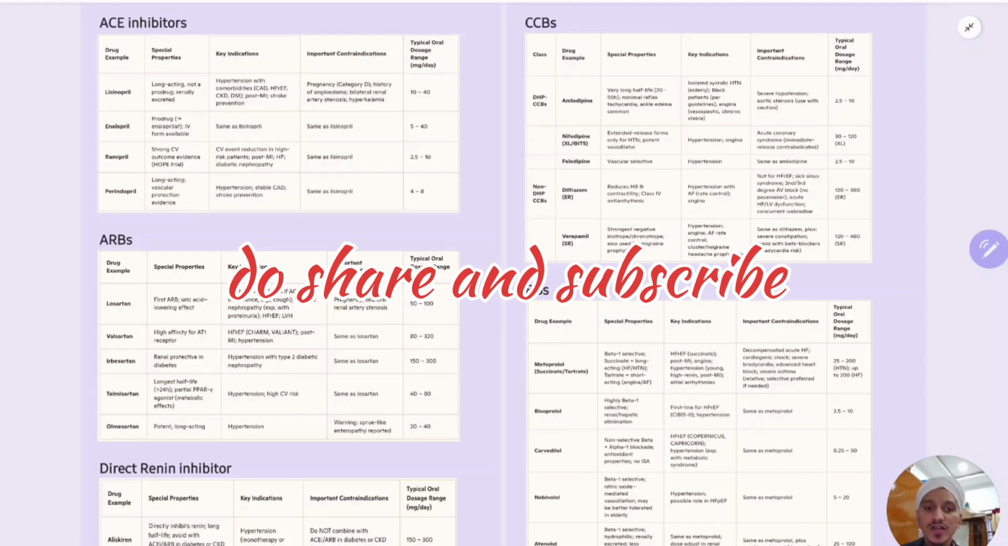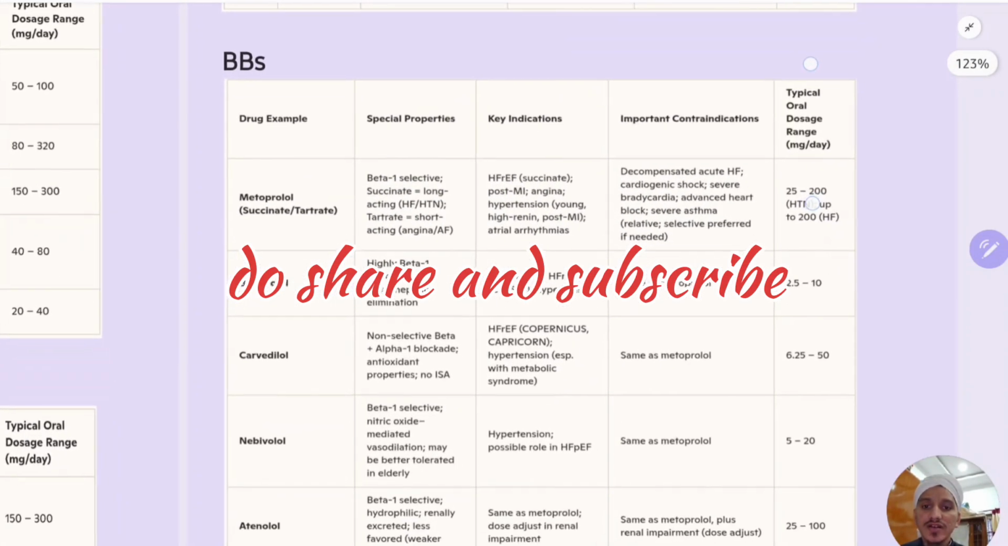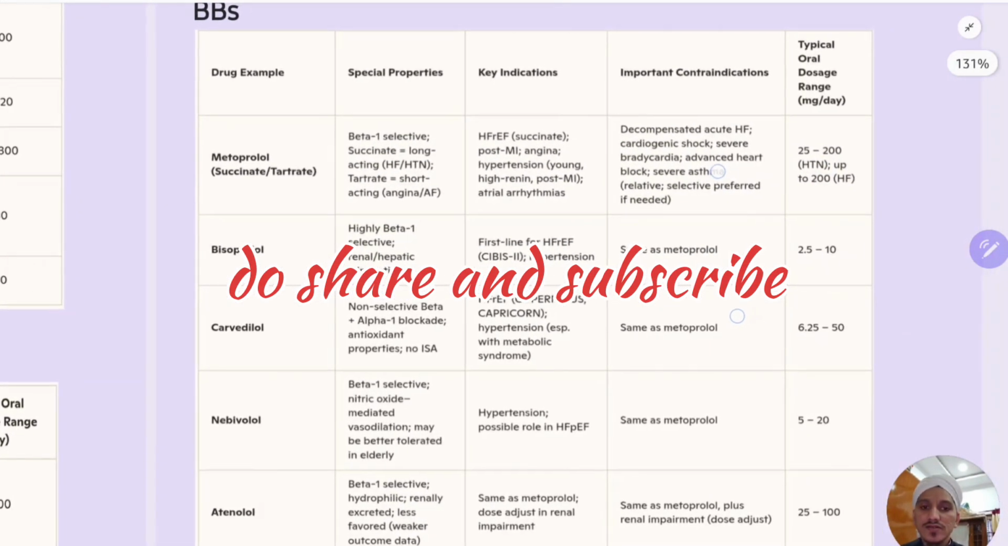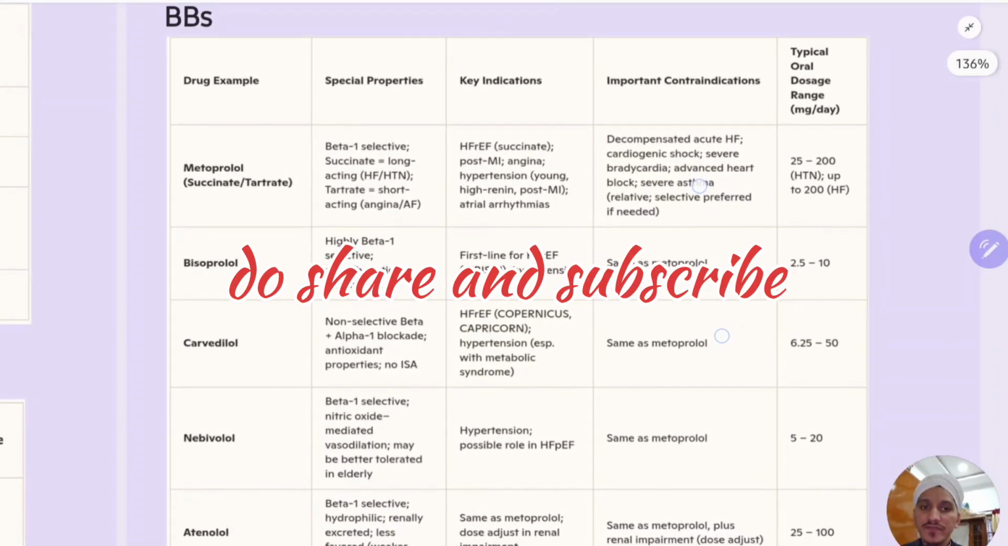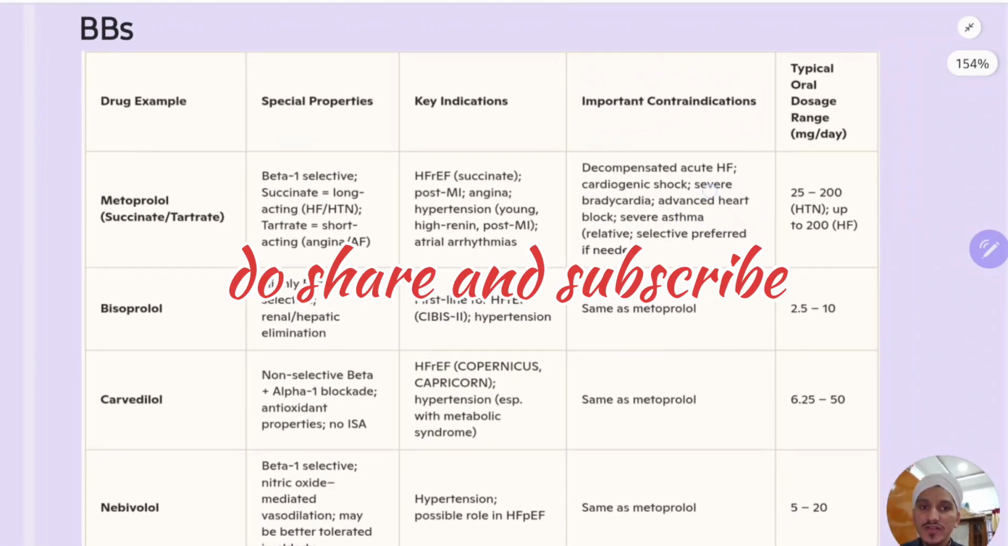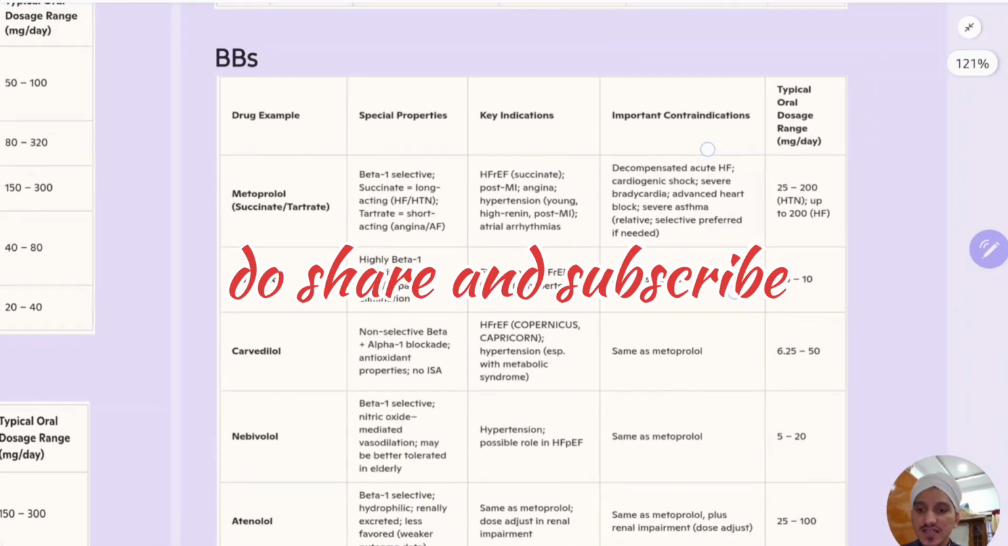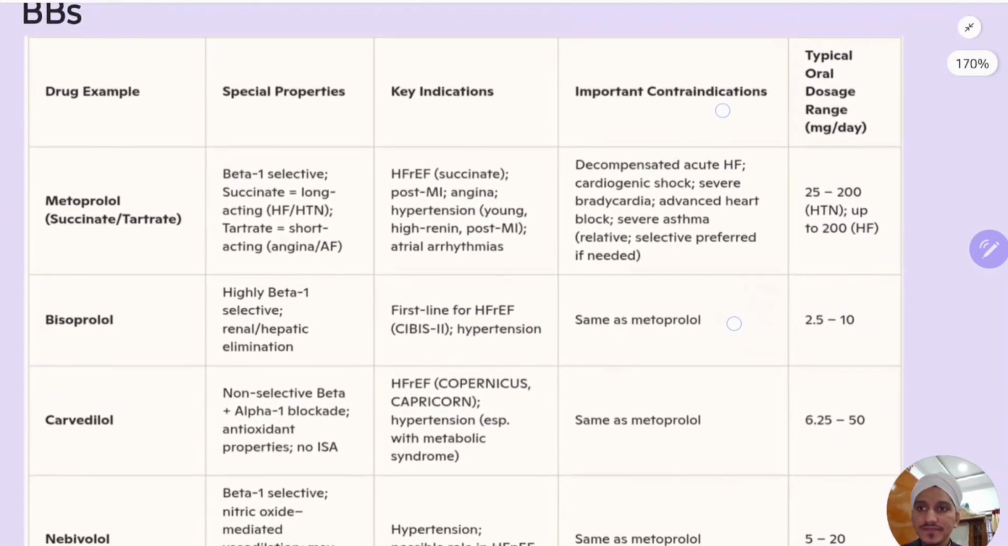So let us continue the previous topic of antihypertensive drugs. We had discussed till calcium channel blockers. So we'll continue, with the name of Almighty. Now coming to the beta blockers. Let us discuss the beta blockers.